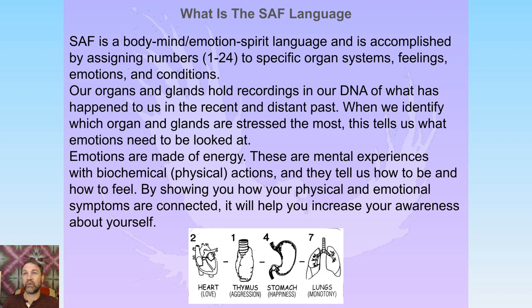And for an example, we see 2147. This would be an example of a very short chain, a compressed chain. But just to give an example, the heart, which would equal 2, but also love. The thymus, which equals 1, but also aggression. The stomach, which equals 4, also happiness. And the lungs, which equals 7, but also monotony.